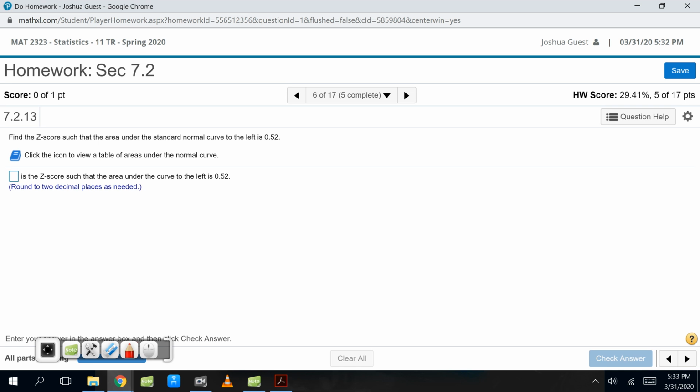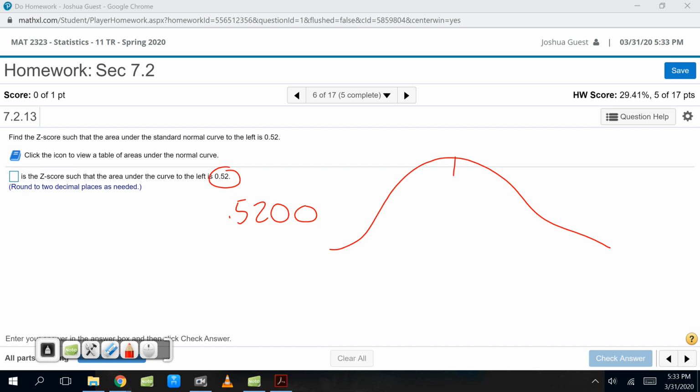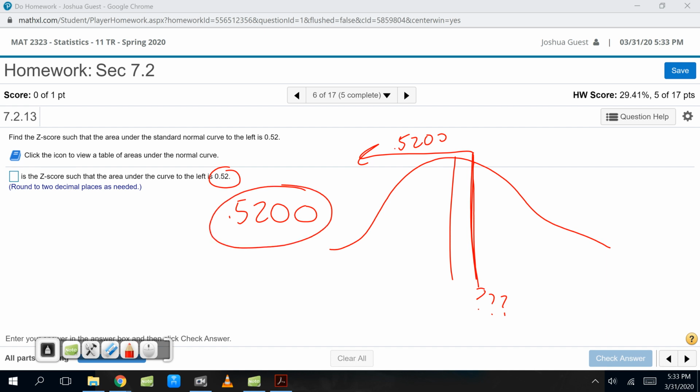What is the z-score such that the area under the curve to the left is 0.52? So here we're going the opposite direction. We are actually going to expand this out to 0.5200, and we want to find whatever z-score, so that's bigger than half. It's going to be somewhere in here where this area is 0.5200. We want to know what this number is. So we've got to go find this inside our table and then go read the z-score from it.